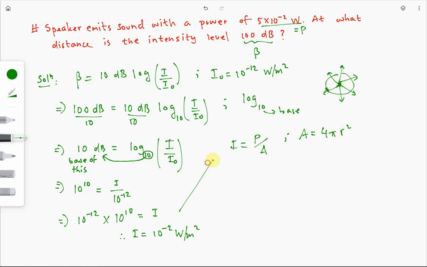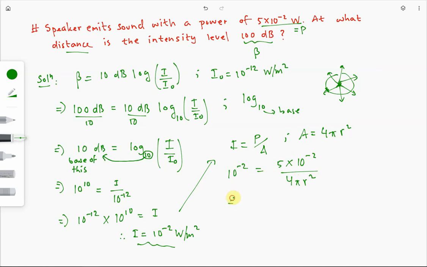Therefore, we have this I, plug that I in, 10 to the minus 2. Power is 5 times 10 to the minus 2. And area is 4 pi r squared. Now, what is r? R is actually the distance we are looking for. What is the distance? The intensity level is 100 decibels. So when the intensity level was 100 decibels for the sound, the corresponding intensity came out to be 10 to the minus 2. We will use that intensity to find how far away from the source the intensity is 10 to the minus 2. How far away is what we call the radius of that sphere.